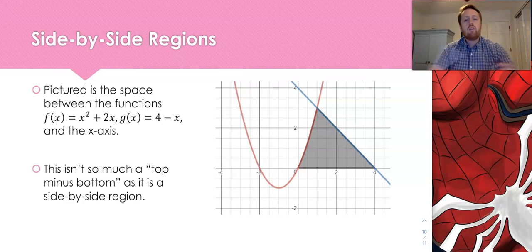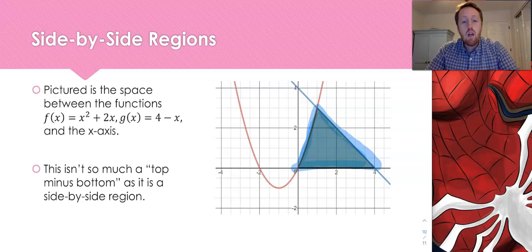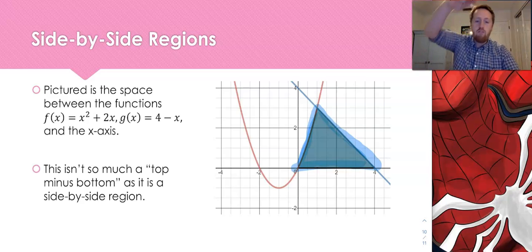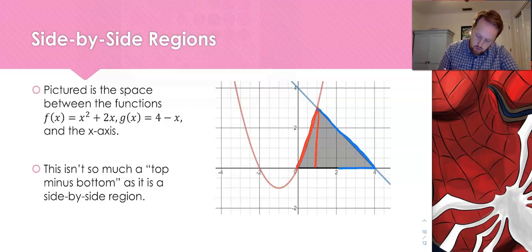Side-by-side region. So this isn't really top minus bottom, right? So the space that I'm looking at that's over here, this right here, that little almost triangle, but it's bent on the left side, so I can't really call it a triangle. That's the space I want. That's not the space where there's one function on top and there's one function on bottom. Really what it is, it's the area under this function until there, and then it's the area under this function for the rest of the interval.